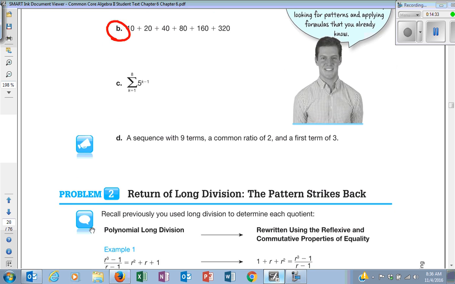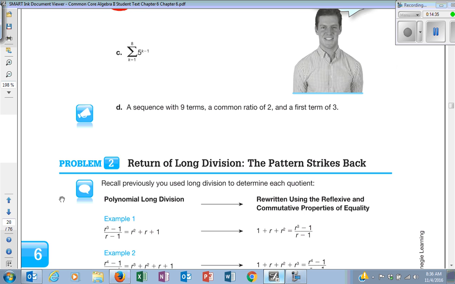Now C, we're going to do a little bit of it together because it's kind of a new way that we've written. This is in summation. This is in that sigma notation. What term am I going from? I'm going from 1 to what? 8. I'm going from 1 to 8. And here is how I'm going to find my terms. So what is my first term?